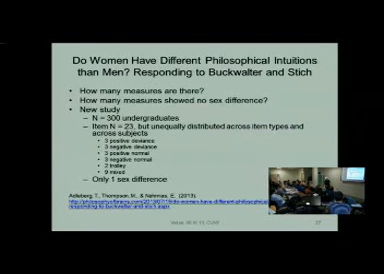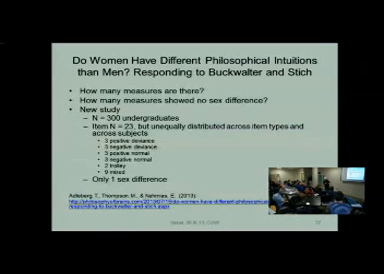And some of you might have read this study by Adleberg, Thompson, and Nahmias. I actually don't know where the stress goes in his name. Nahmias, thank you. So they critiqued the Buckwalter and Stich paper, asking how many measures there were. Stich and Buckwalter detail a number of cases, but that number is out of how many cases? How many cases were there where there were no sex differences?